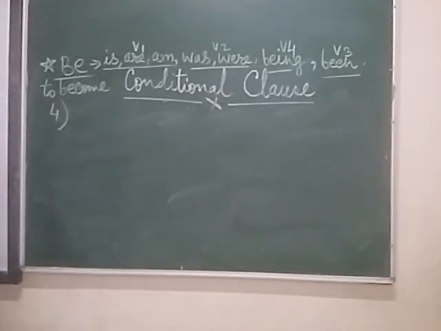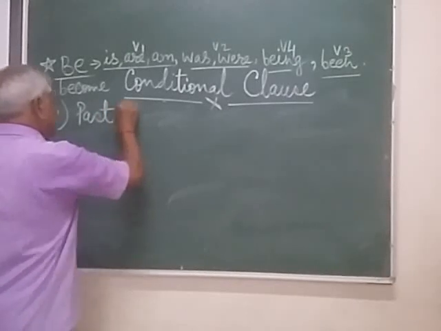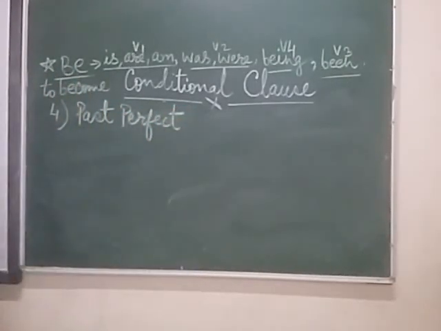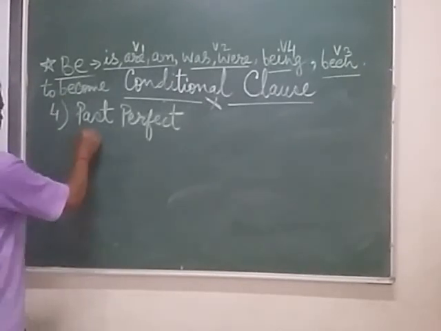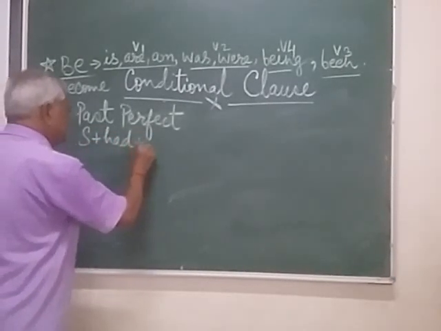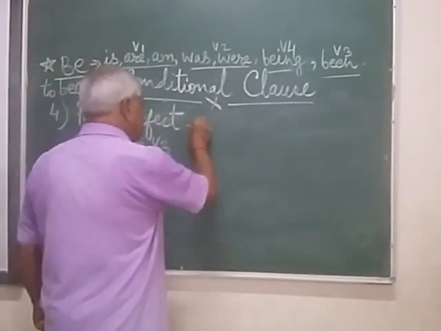So condition number 4, past perfect. First sentence will become past perfect, and this is the structure: subject, had plus V3. Now another sentence, what is the structure?